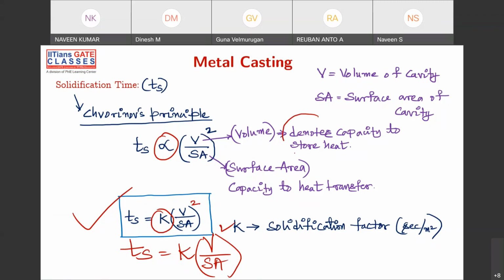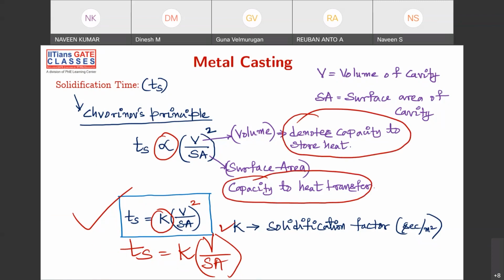Volume denotes the storage of heat and surface area denotes the capacity to transfer the heat. Both are opposite. Volume says I want to store it. Surface area says I want to release it. Obviously, if your surface area is more, it means that your heat is releasing very fast. It means that within less amount of time, your casting is getting solidified.